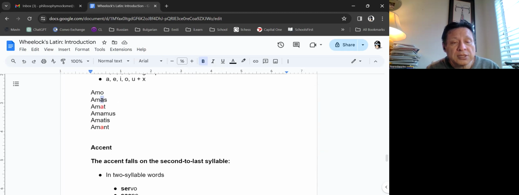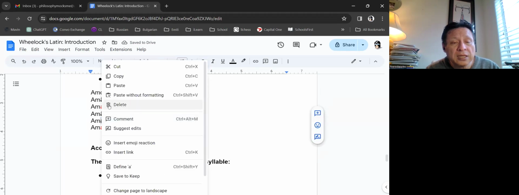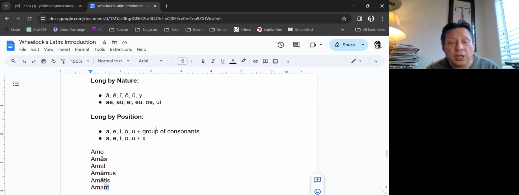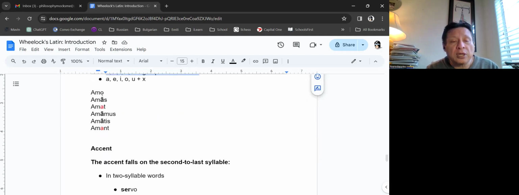So this is the long A. This is the long A. This is the long A. And this is the short A, but it's pronounced like a long A because it has the NT, which is a double consonant, so it's long by position. And this O also has a macron, but I'm not going to change it.